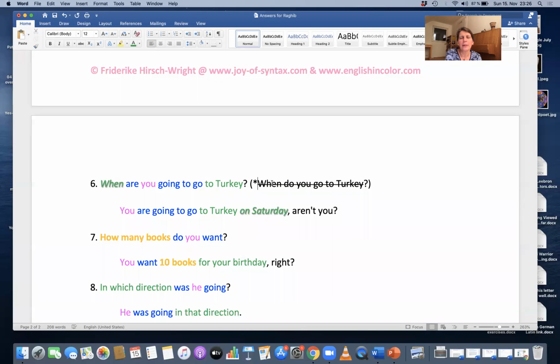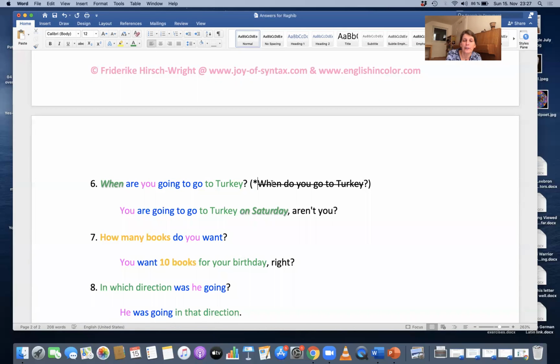You use the simple present for things that are always true. So the thing is, somebody is going to go to Turkey here, and so we can't use the simple present, unless you go to Turkey every week. So you can ask, which day of the week do you always go to Turkey, or something like that. But here we are thinking about a particular instance. So when are you going to go to Turkey?